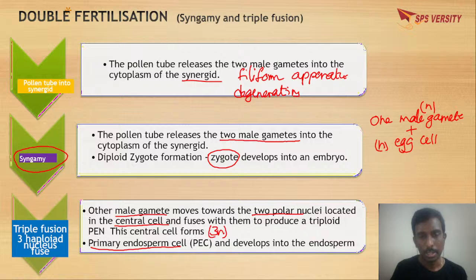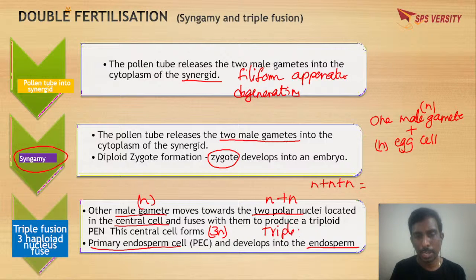Here the male gamete is haploid and the 2 polar nuclei are haploid, N plus N, so N plus N plus N, that is 3N. It results in the formation of a primary endosperm cell which develops into a nutritive tissue, that is endosperm. This is called triple fusion.